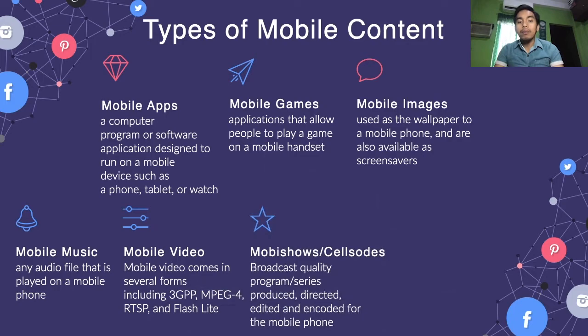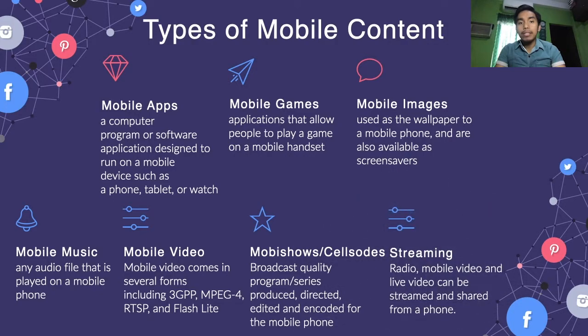Next are Mobi shows or mobile shows, also known as cell-sodes or cellular episodes. These are broadcast quality programs or series that were produced, directed, edited and encoded for viewing on mobile phones. Similarly related to Mobi shows is streaming. So these are radio, mobile video, and live video that can be streamed and shared on your phone.